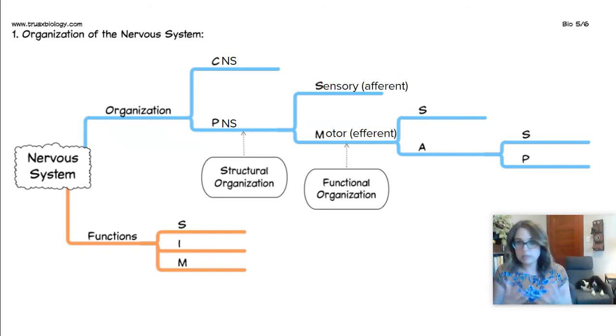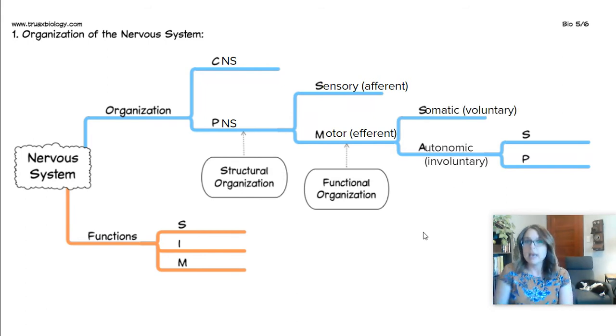The sensory is just that, right? Nothing new, fancy about that. But the motor, the things that I can control, some things I can control automatically, some things I can control consciously, right? So we divide that into my somatic and my autonomic nervous system.